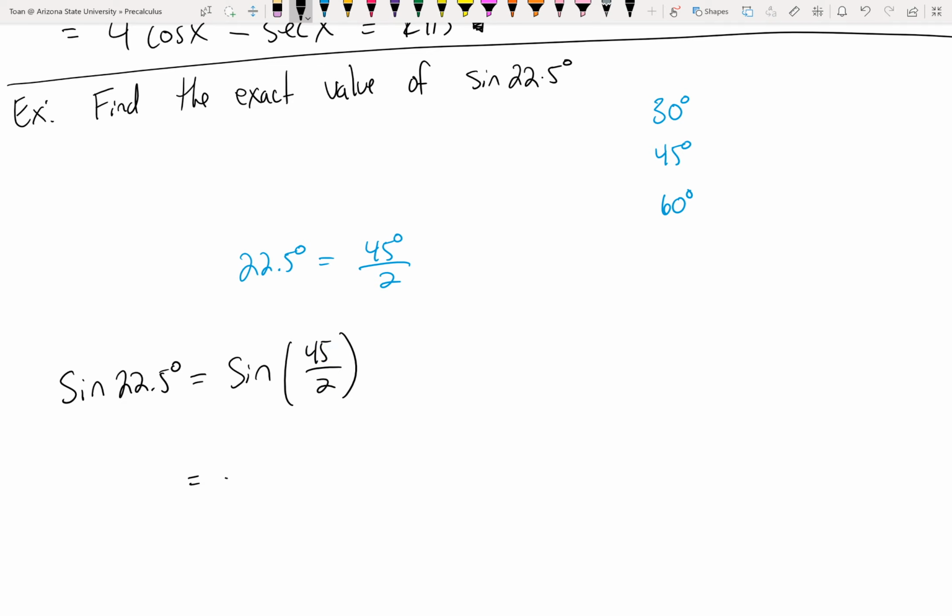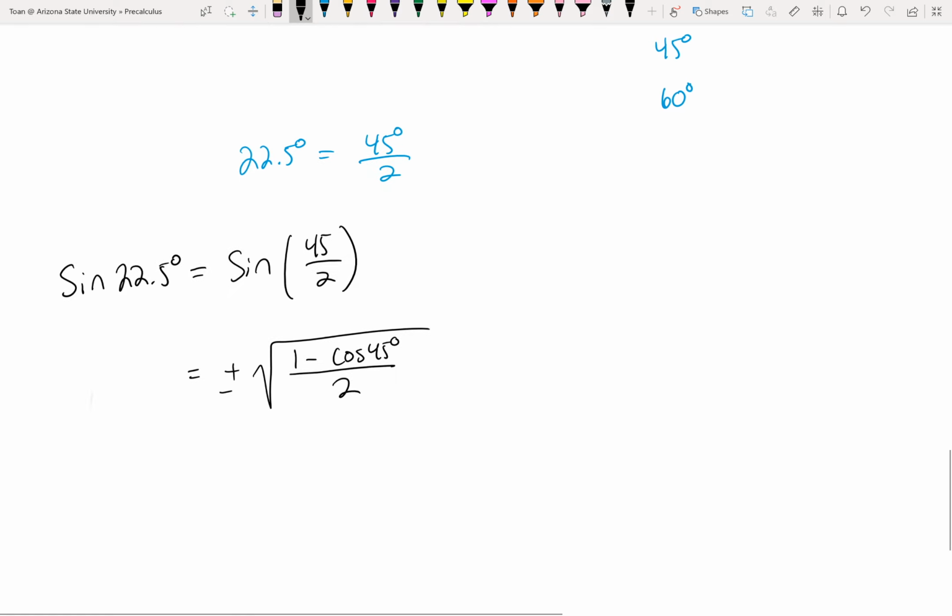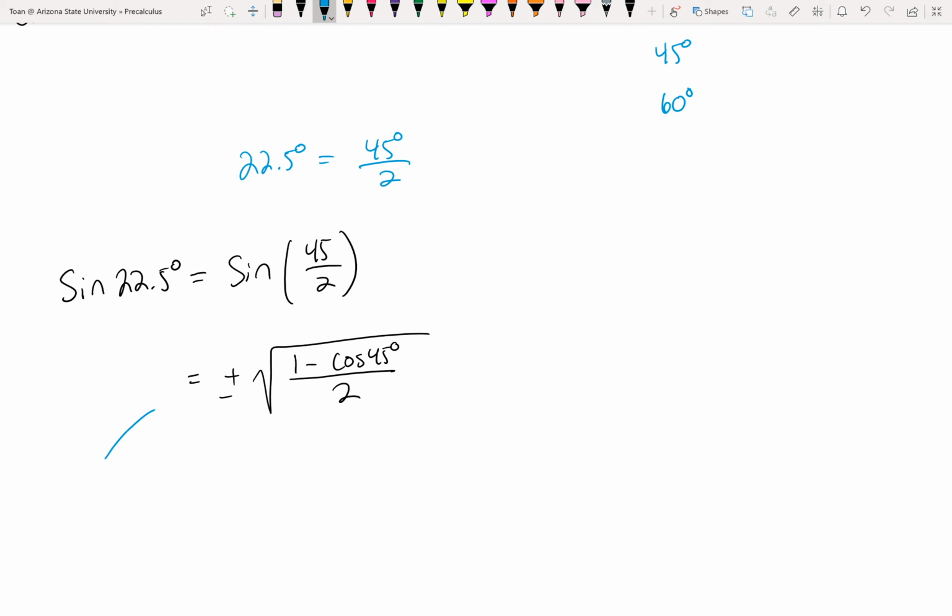So this equals plus or minus the square root of 1 minus cosine of 45 degrees all over 2. We're going to keep the positive because 22.5 degrees is in quadrant 1 and sine is positive in quadrant 1. So that's going to be what? The square root of 1 minus.